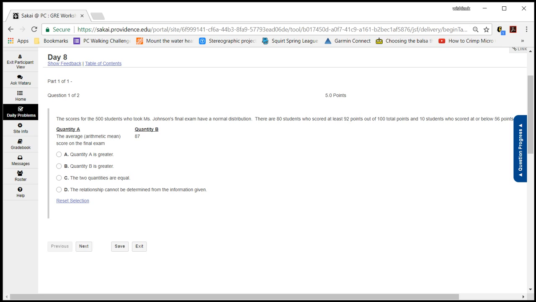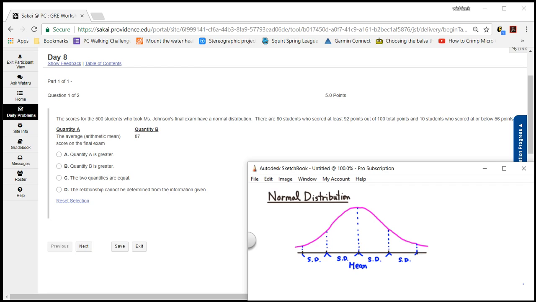All right, so here is the useful information about normal distribution. Normal distribution is basically a bell curve, and the mean is going to be right in the middle, right? Within the first standard deviation above the mean, there's going to be 34%. So 34% is going to be here.